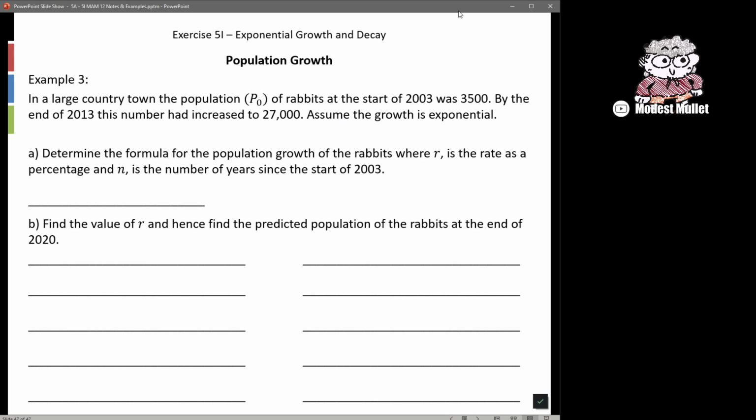How are we going for time? 16 minutes. So let's get through this example quickly.